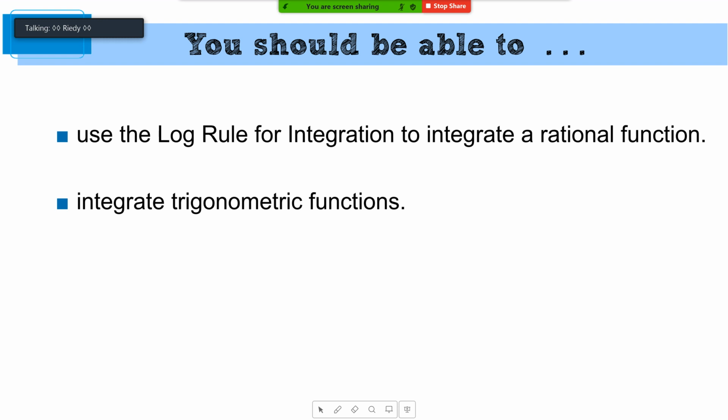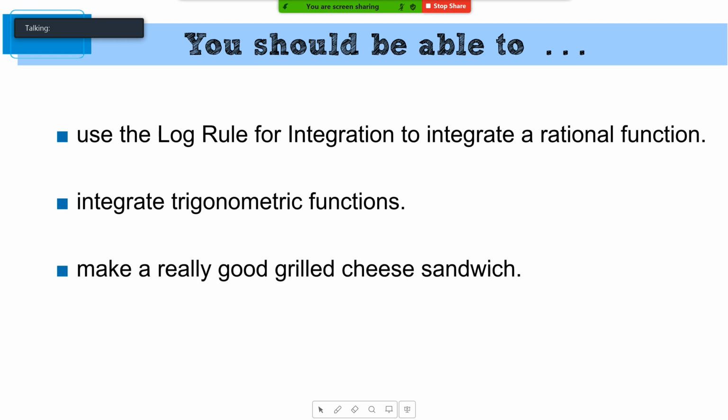But what we're going to learn about today is what actually is the antiderivative of tangent, or the other 4 that we haven't talked about, tangent, cotangent, secant, cosecant, and how to do that. Because now we have the techniques that will allow us to do that. And then, of course, you should be able to make some really good grilled cheese.